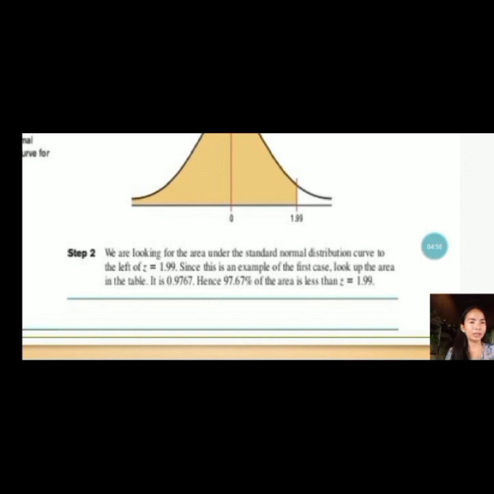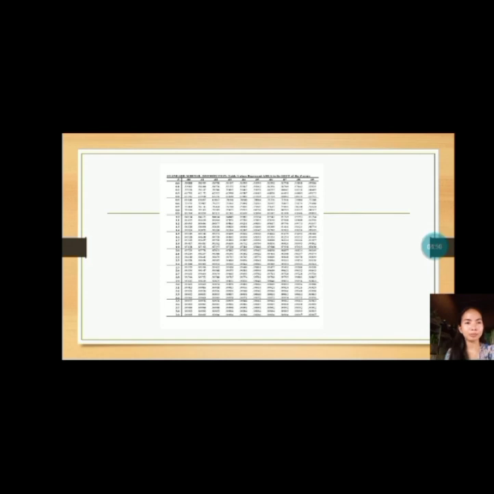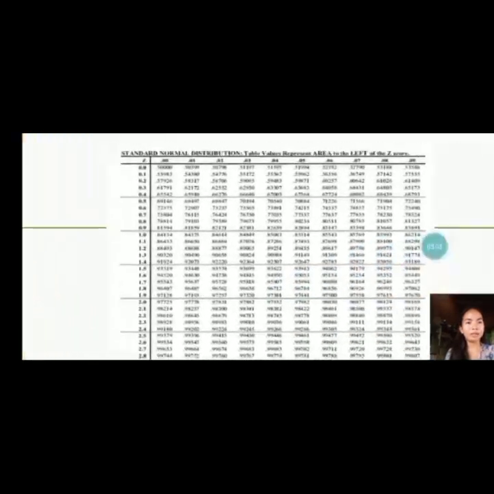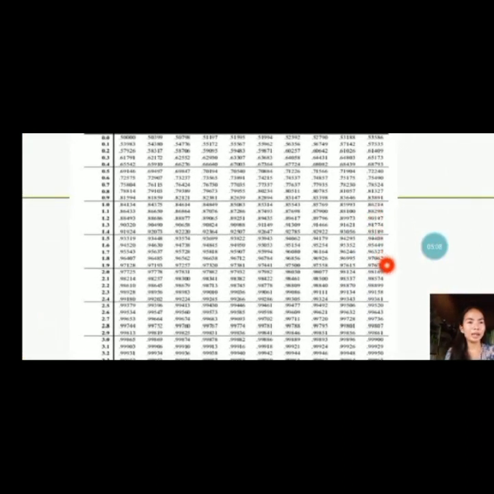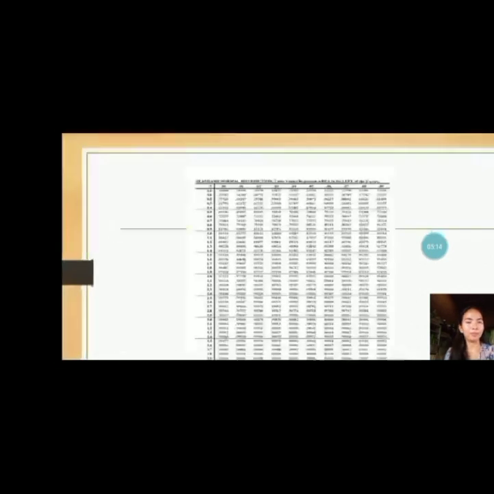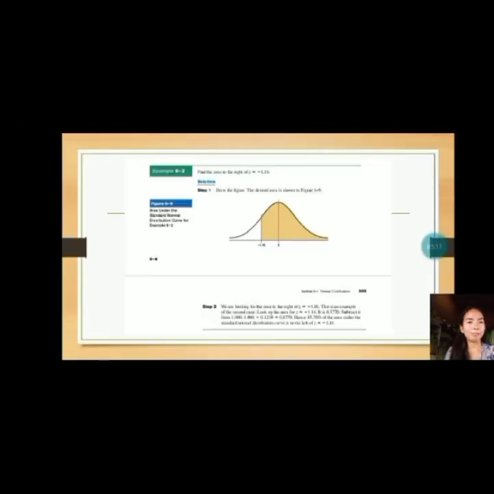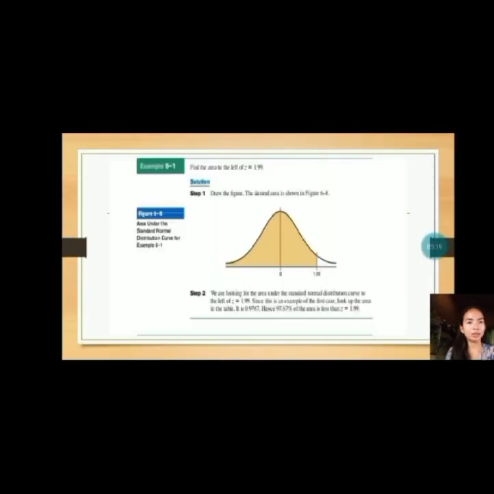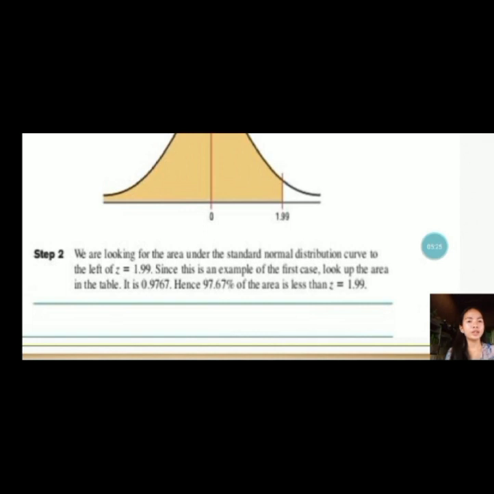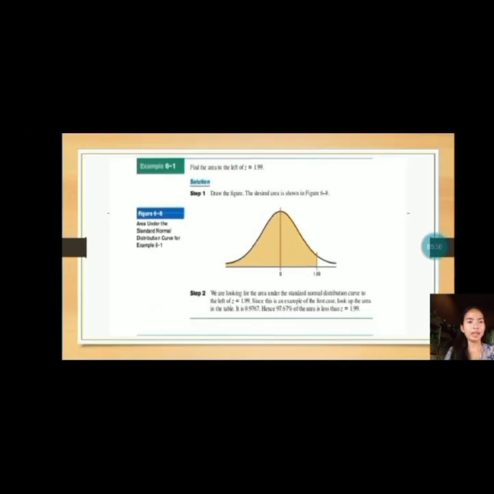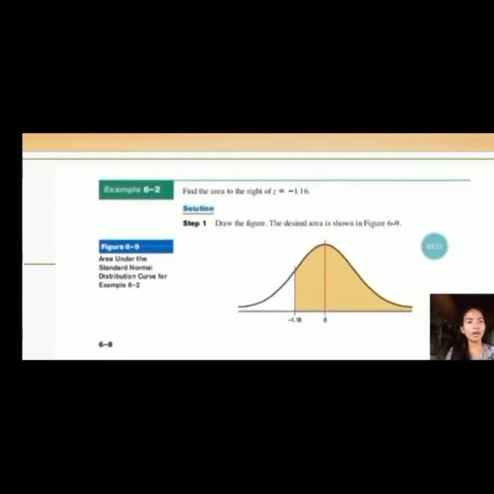So, gawin nyo na siya, 1.9 and 0.9. 97.67. Ano equivalent sa 1.99? 0.9767 or 97.67%.